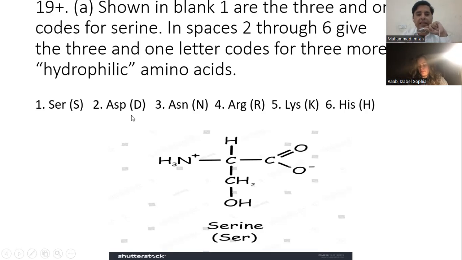So aspartic acid has a negative charge, asparagine is polar but uncharged. It is represented with the letter N. Arginine is a basic amino acid, represented by the single letter code R. Lysine has a positive charge. It is represented by K, and histidine is represented with H. And all three basic amino acids, arginine, lysine, histidine, have a positive charge. So arginine, lysine, histidine are hydrophilic. Similarly, aspartic acid and glutamic acid are hydrophilic along with asparagine.